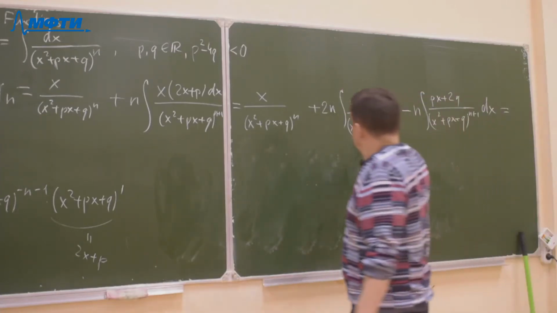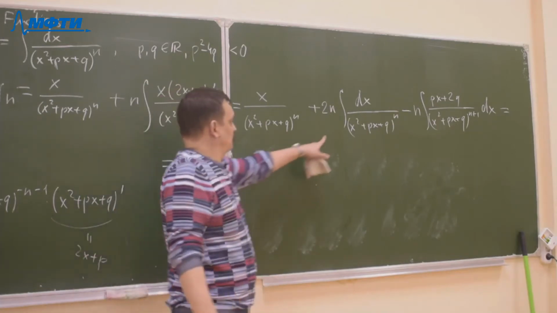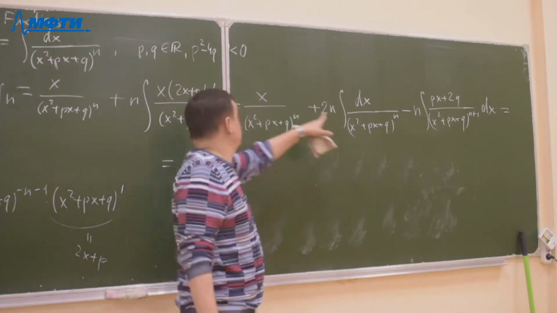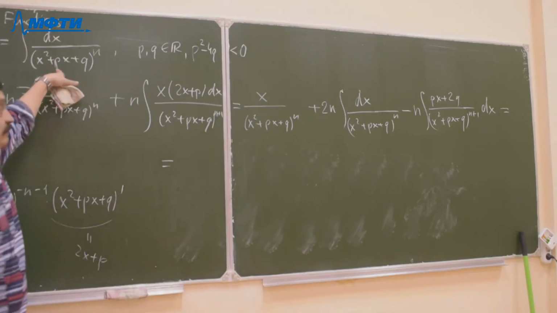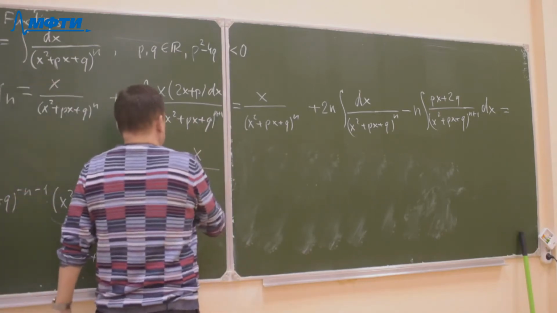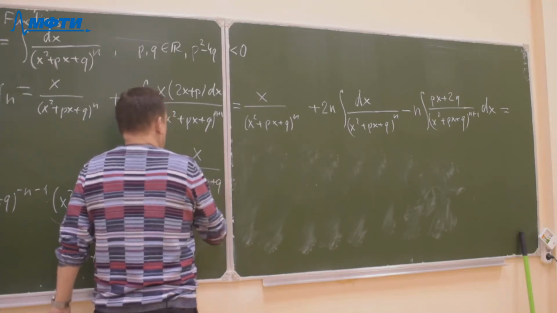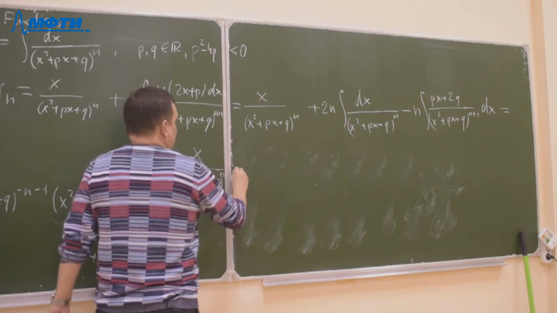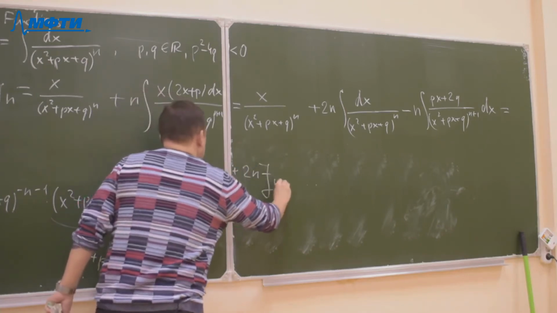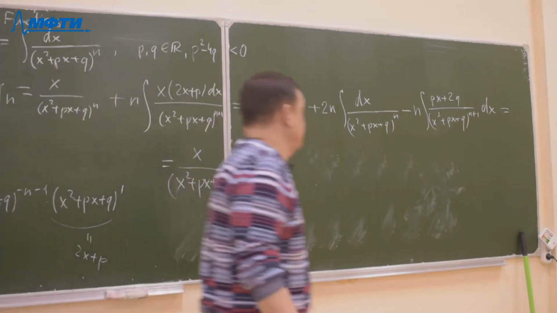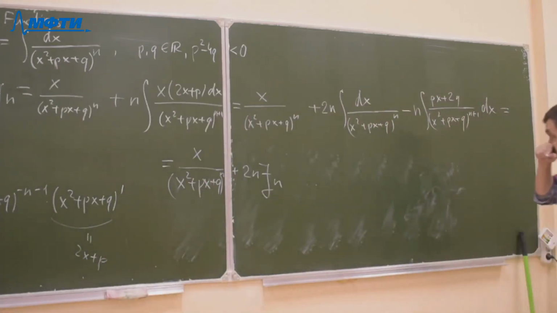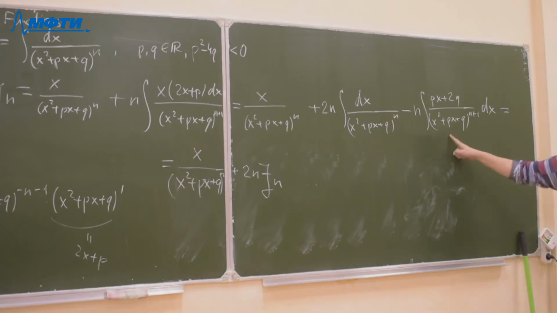So what is that? That integral is precisely what we had, Jn, right? So I write it like that, (px plus q) to the power n plus 2n Jn, and here once again we should try to integrate at least part.